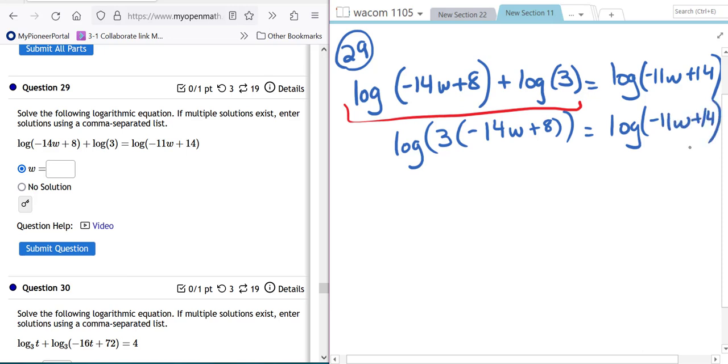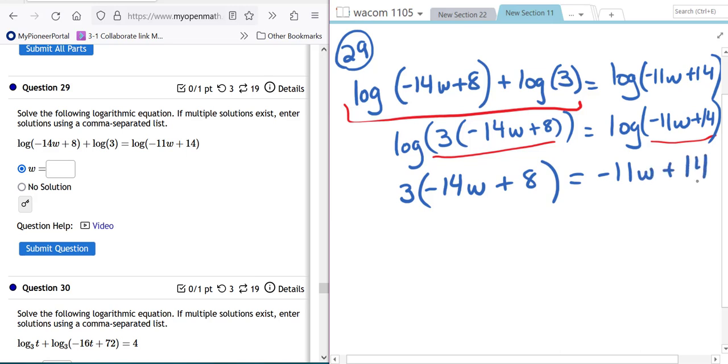Now that you have the log on each side, you can drop the logs and set the arguments equal. So we can set this equal to this, kind of like the exponentials. When you get the same base, you can set the exponents equal. So I have 3 times negative 14W plus 8 equals negative 11W plus 14. So we have some math here to do. So this will give me negative 42W plus 24.